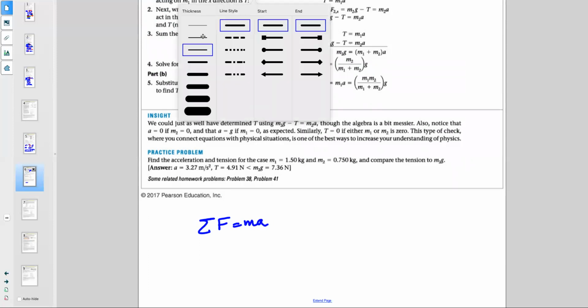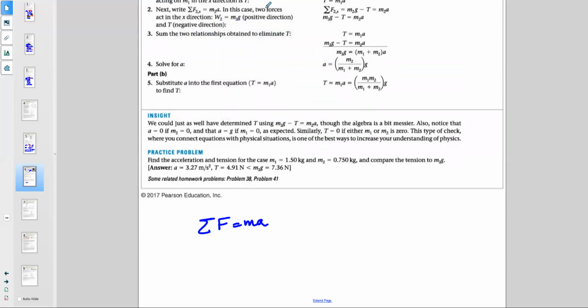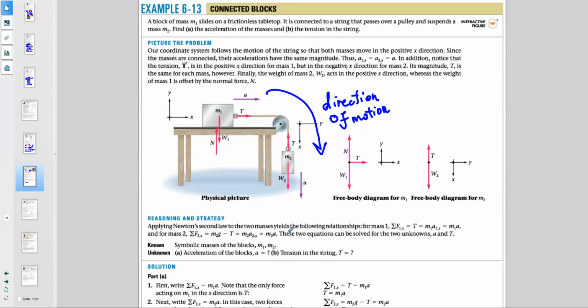Let me lower the size of the pen. Now, let's see what I have. I have W2 or M2G down, okay? And then I have tension forces. These are internal forces that will cancel out, okay?